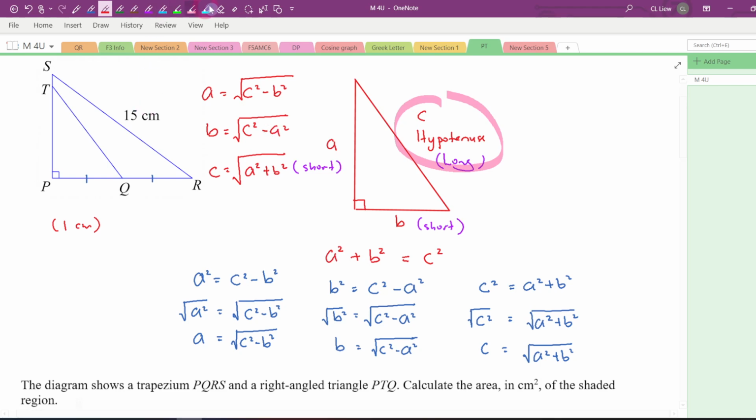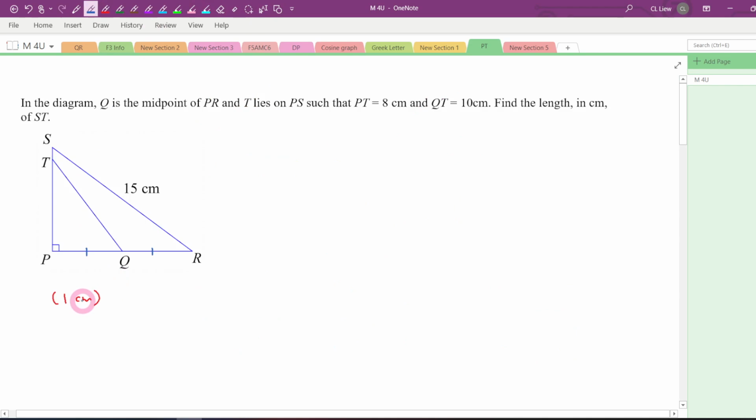Okay, now let's try some questions. So this is the answer. You can pause the video and try to solve it first. If you have no problem with this question, you can just skip to the next question.